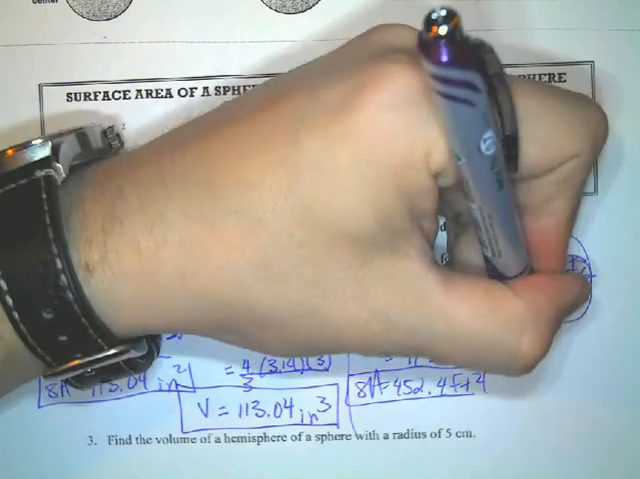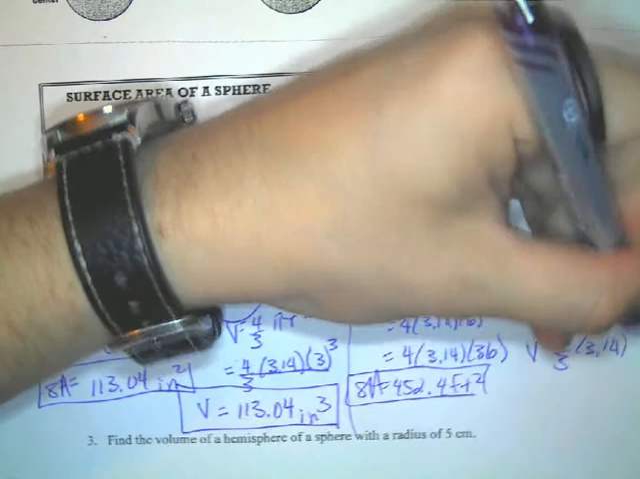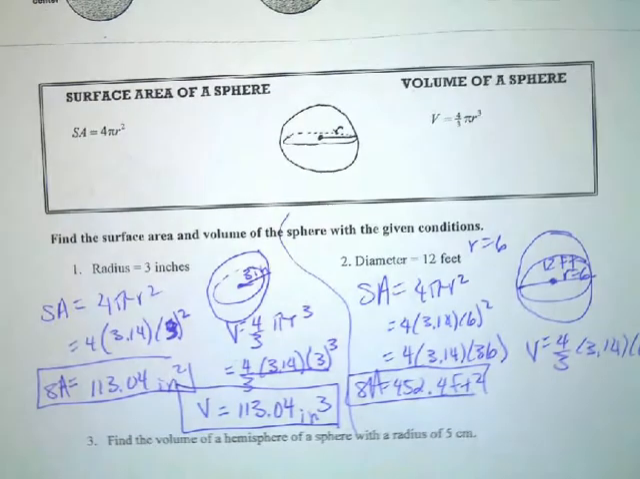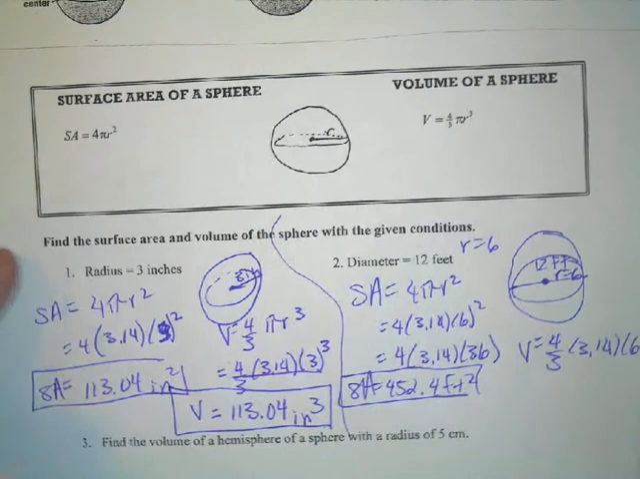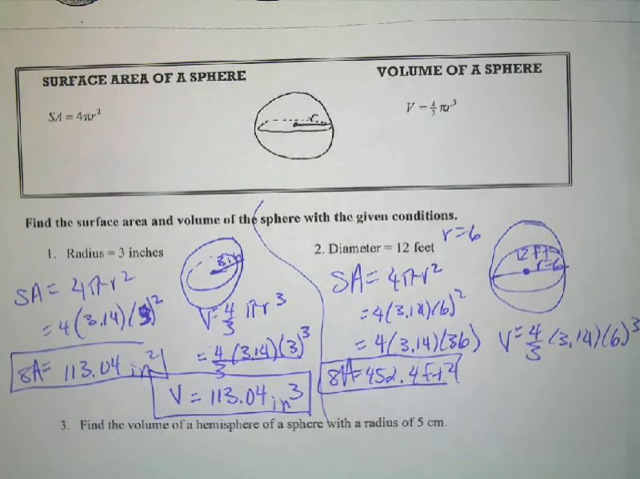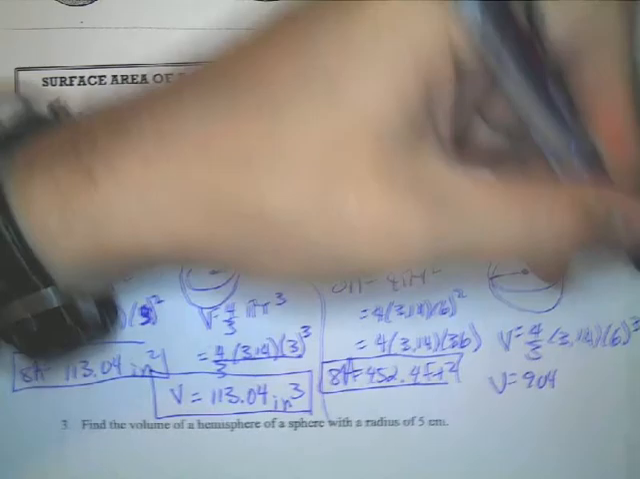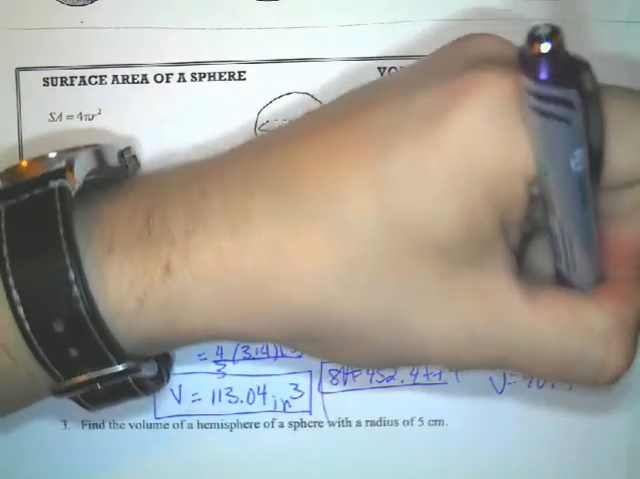And the volume, 4/3 times 3.14 times 6 cubed. So again, do 4 times 3.14 times 6 times 6 times 6. All of that, press enter, divide it by 3. You end up with 904.7 cubic feet.